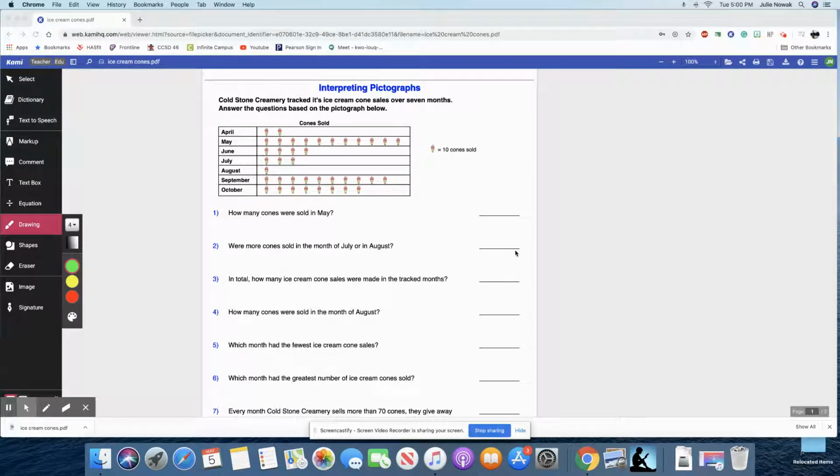Today we're going to talk about interpreting pictographs. And you can tell by the word pictographs, the picto part indicates that we're going to be using pictures to make a graph. So let's get familiar with the graph first.